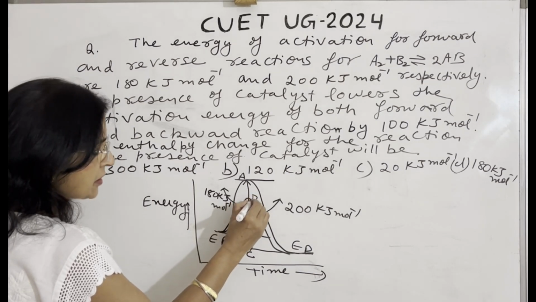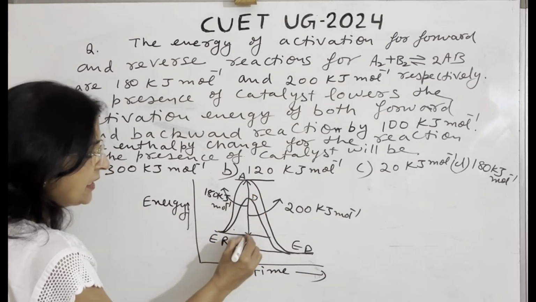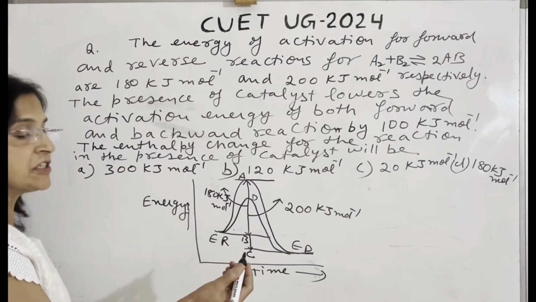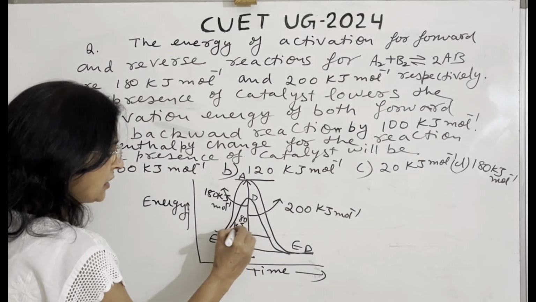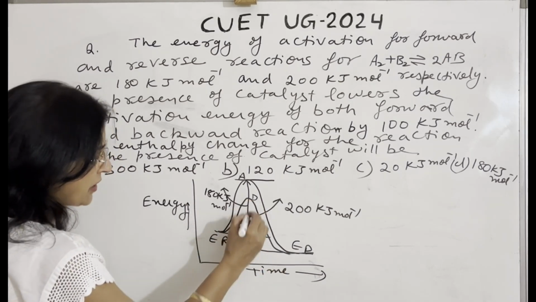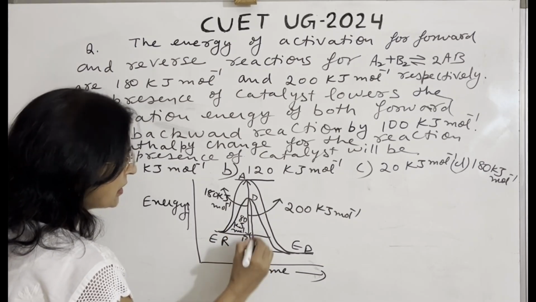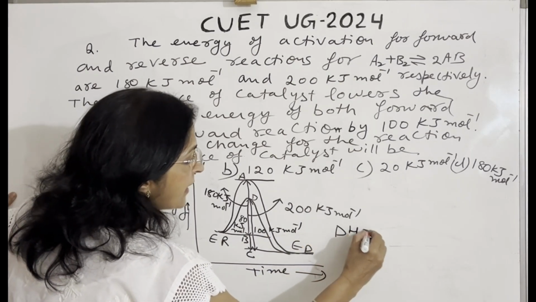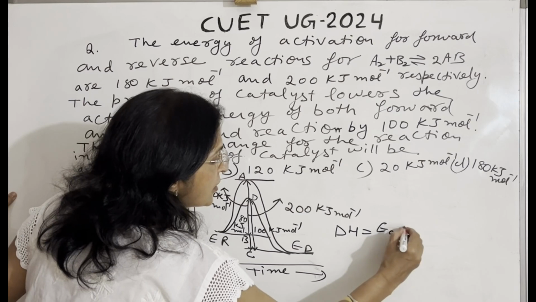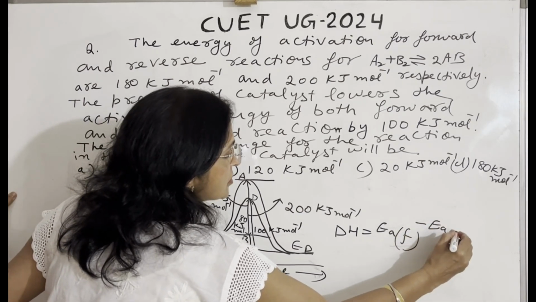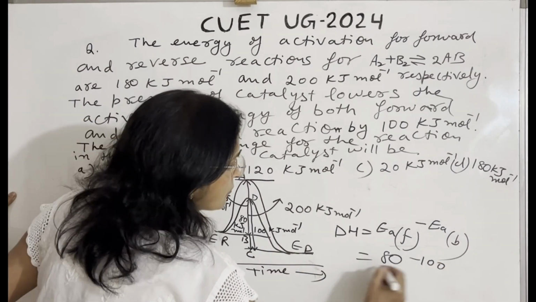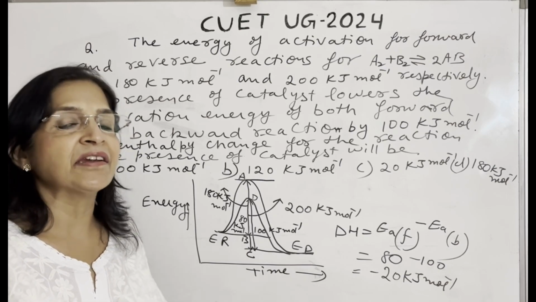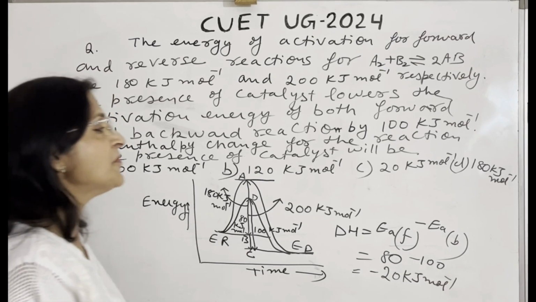Consider this point as D. Now, BD is the activation energy for forward reaction in the presence of catalyst, that is 80 kilojoules per mole. And for backward reaction, CD becomes 100. The enthalpy change will be activation energy for forward reaction minus activation energy for backward reaction. It will be minus 20 kilojoules per mole. This negative sign indicates that the reaction is exothermic in nature. The answer will be C.